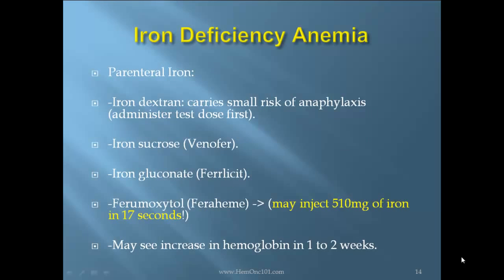The parenteral irons include iron dextran, which carries a very small but serious risk of anaphylaxis, so you administer a test dose. Other ones are iron sucrose, which is Venofer, iron gluconate, which is Ferrlecit, and ferumoxytol, which is Feraheme, which can inject 510 milligrams of iron in only 17 seconds. And you may see an increase in hemoglobin in 1 or 2 weeks.